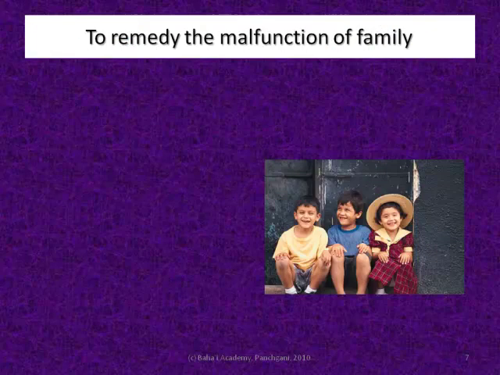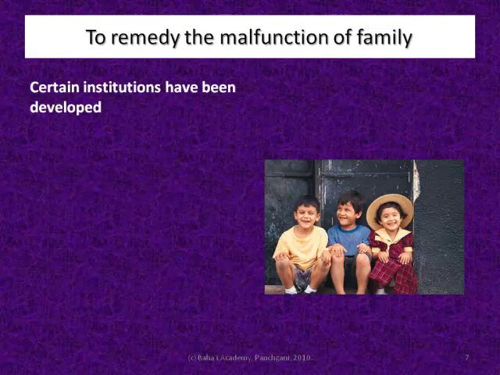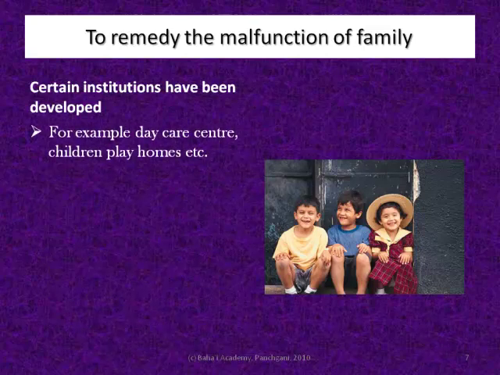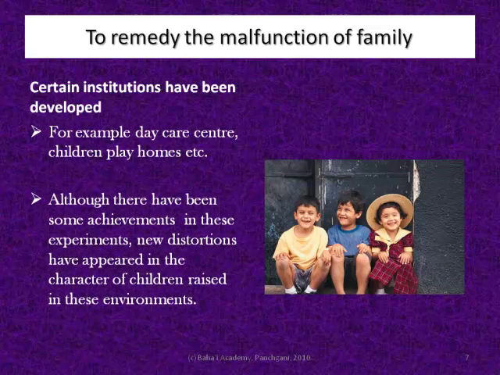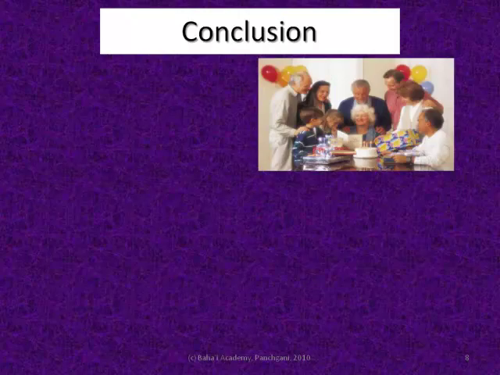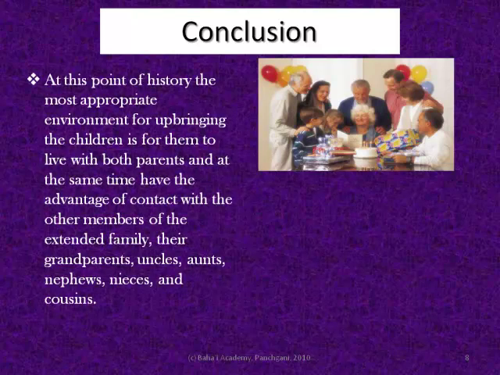To remedy the malfunctioning of the family, in some countries, certain institutional arrangements have been tried. For example, daycare centers and others. Although there have been some achievements in these experiments, new distortions have appeared in the character of children raised in those environments. Hence, we conclude that at this point of history, the most appropriate environment for upbringing the children is for them to live with both parents and at the same time have the advantage of contact with the other members of the extended family, their grandparents, uncles, aunts, nephews, nieces, and cousins.